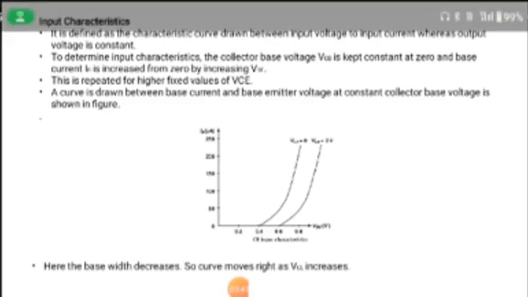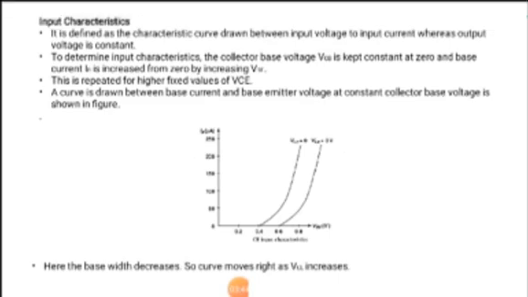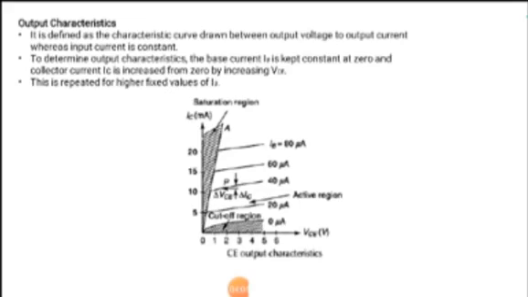This is also similar to the CB configuration, but here the emitter is grounded. And here in the input characteristic, you can find out the variation in the input voltage and input current, and the output voltage is kept constant. For determining the input characteristics, we are setting the collector base voltage as constant and the base current is increased here. For the repeated values, we are finding out the curve. And in the case of the output characteristics, the curve is between the output voltage and the output current, and here the base current is kept constant, and we are increasing the collector current, and for those fixed values we are finding the curve.